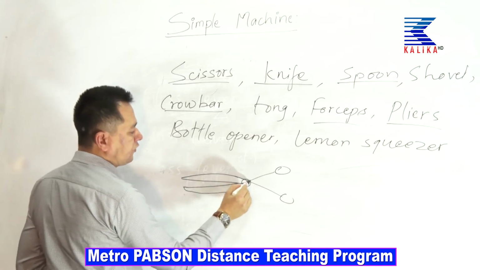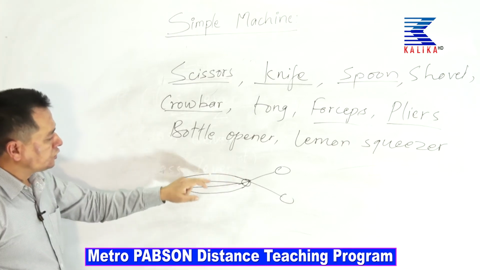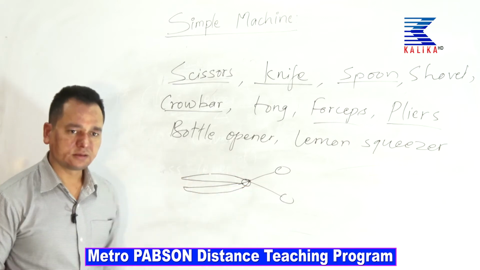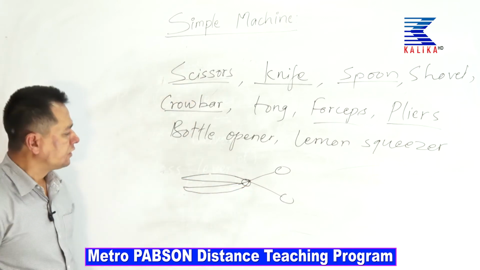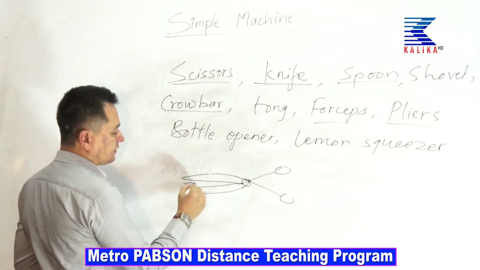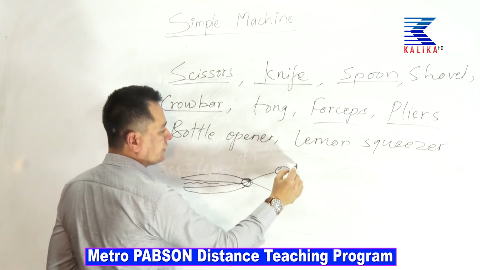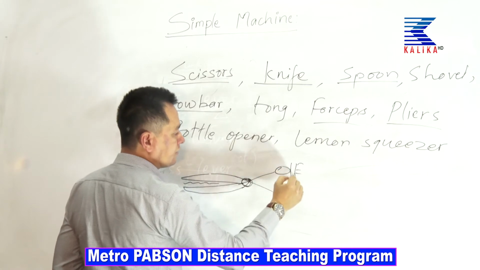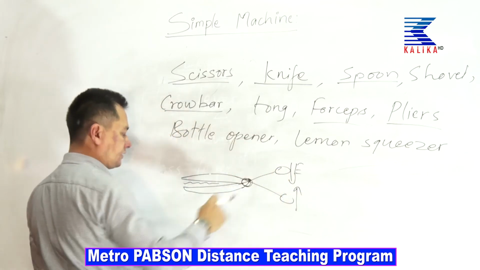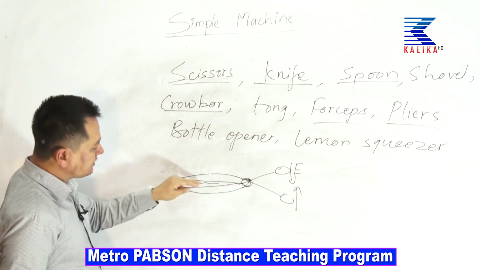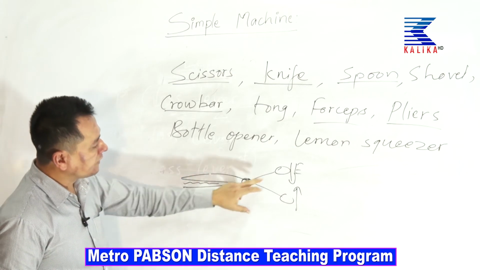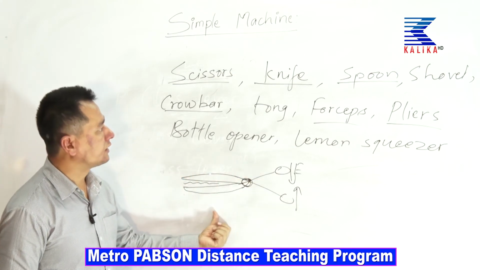So this is the point. See, there are two levers here. So scissors. Now our load lies here. This is the fulcrum. We apply effort here, this way and this way. So load lies here. Load, fulcrum, effort. So this is which class? First class.